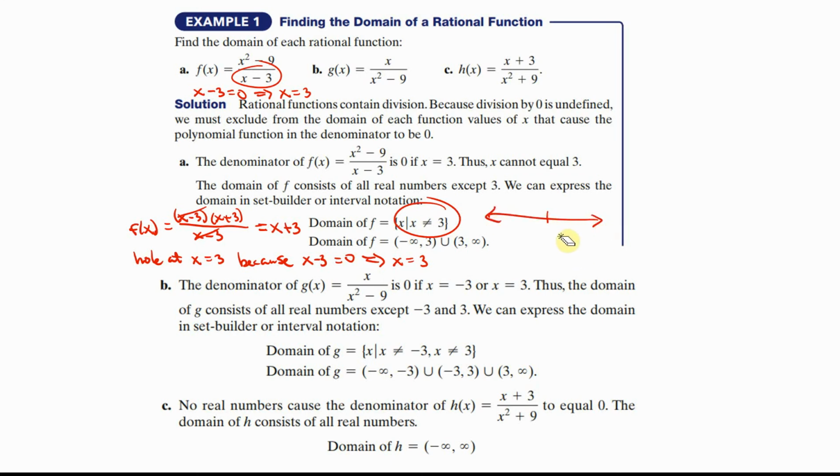So we break the number line up based on this critical value for x. We look at from negative infinity to 3, and then that's union from 3 to positive infinity. So the parentheses around the number simply means that we do not include that number, that endpoint, but we include all others.